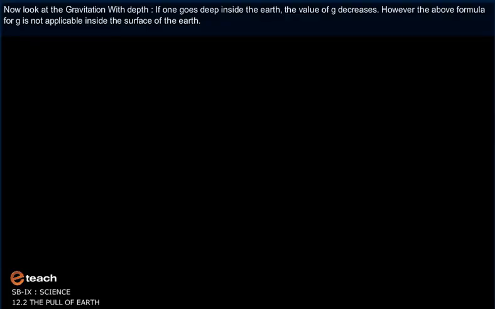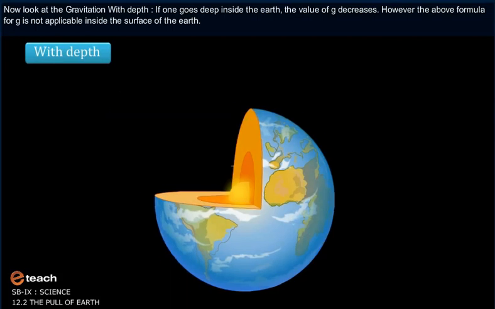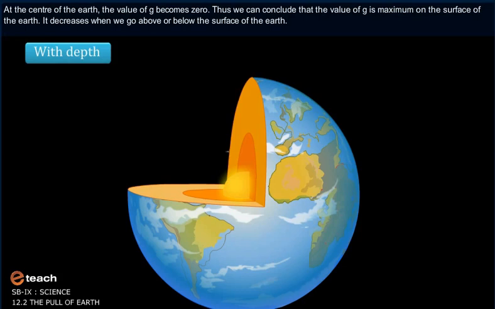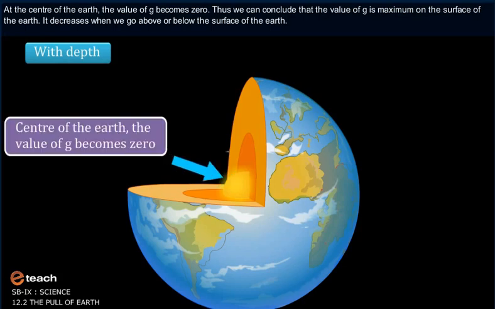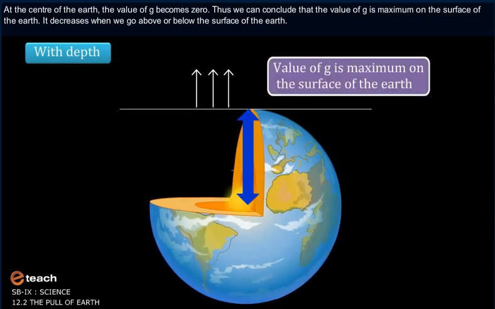Now we will look at gravitation with depth. If one goes deep inside the Earth, the value of g decreases. However, the above formula for g is not applicable inside the surface of the Earth. At the center of the Earth, the value of g becomes 0. Thus, we can conclude that the value of g is maximum on the surface of the Earth, and it decreases when we go above or below the surface of the Earth.